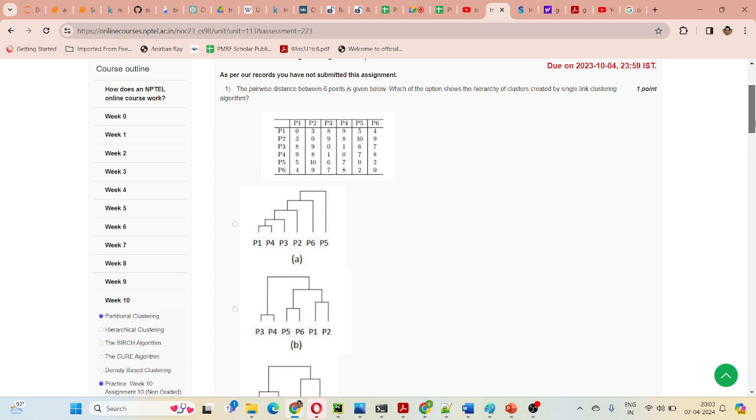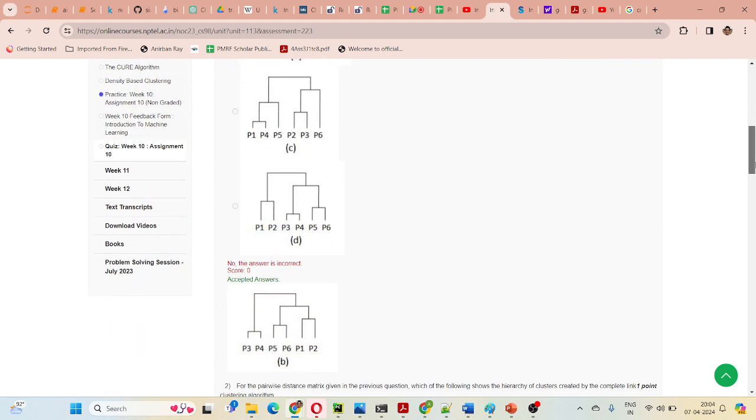First P3 and P4 must be merged, then P3, P5, P4. Then P5 and P6. Then P3, P4, P5, P6 will be merged, and P1, P2 are separate. Is that what you're doing? P3, P4, P5, P6.